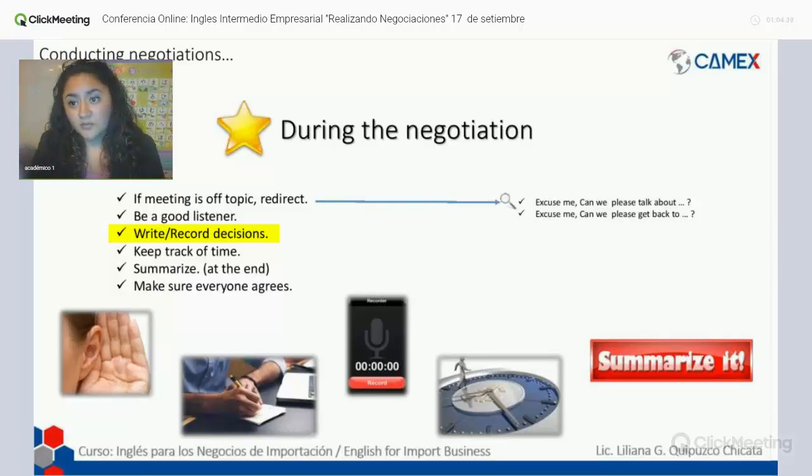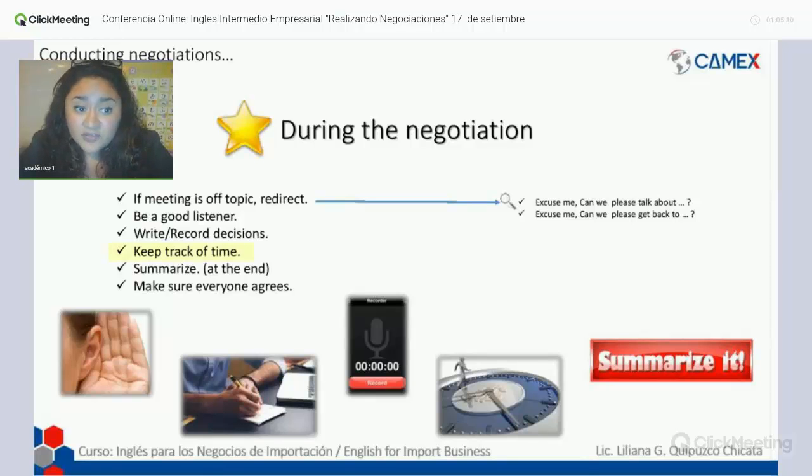But remember, if you are going to record a meeting, you have to ask the other person, are you okay with me recording this meeting? They usually will tell you yes, there's no problem. But even though you know that your counterpart is your friend, or they are really nice, you have to ask for their permission in order to record. Okay, so we don't get in problems.